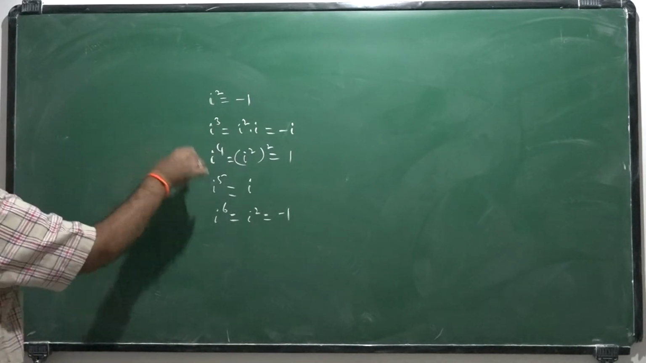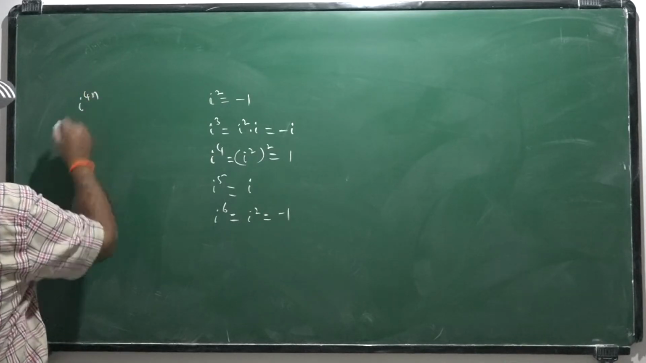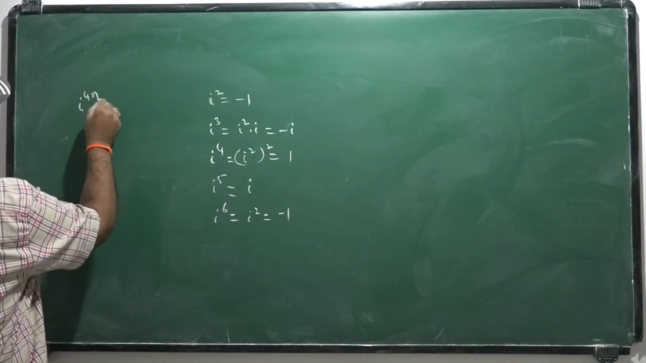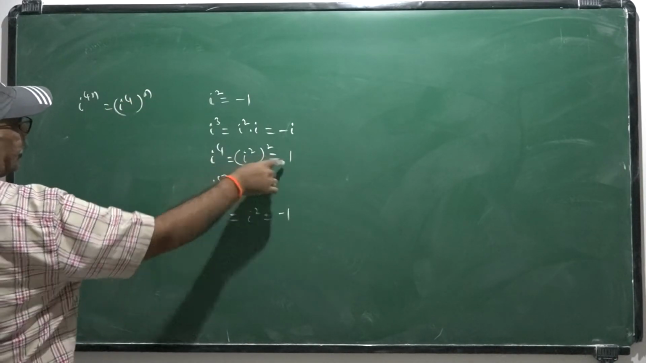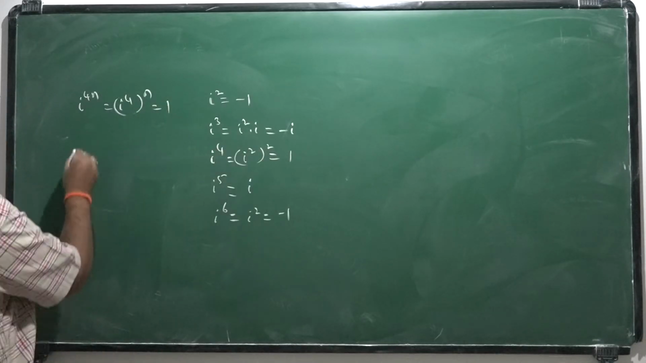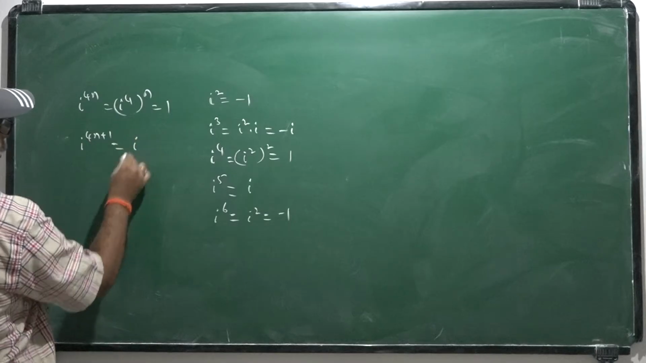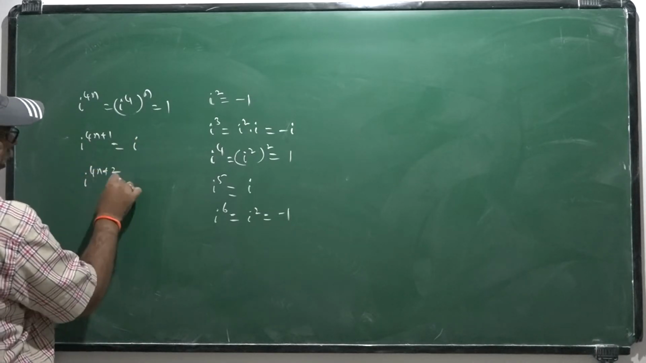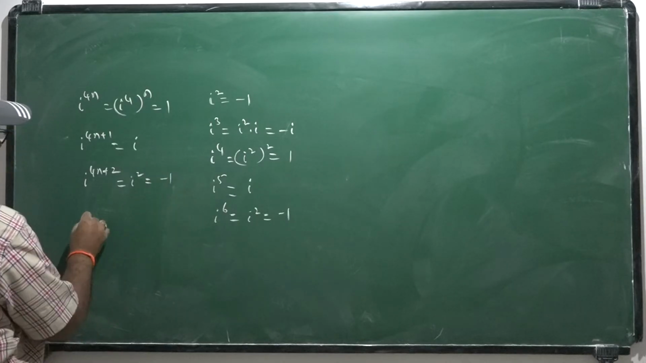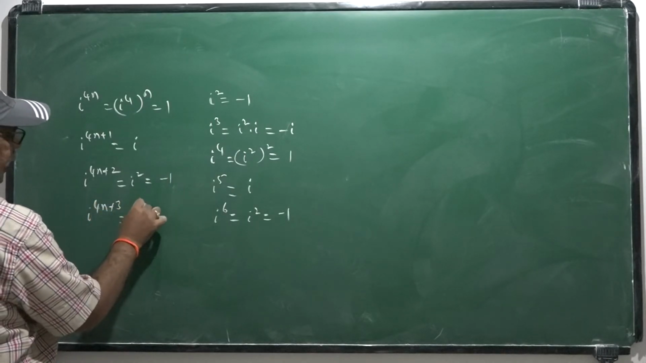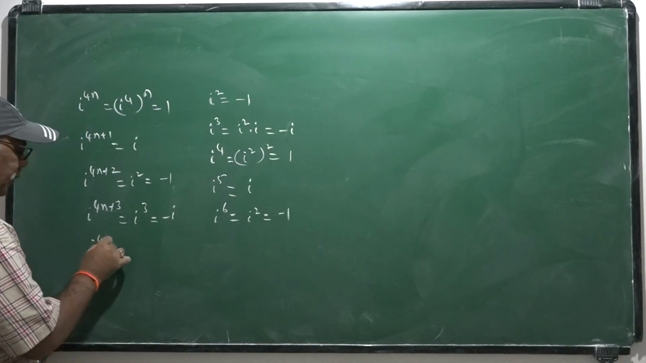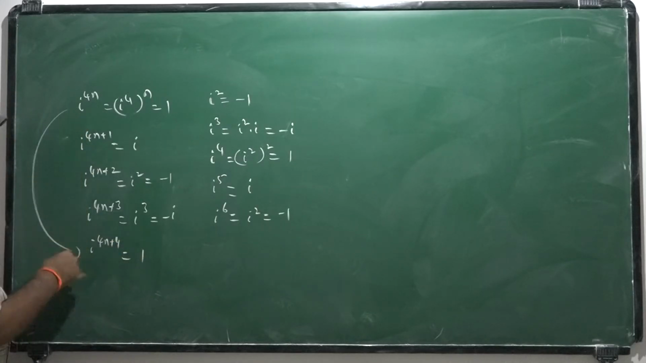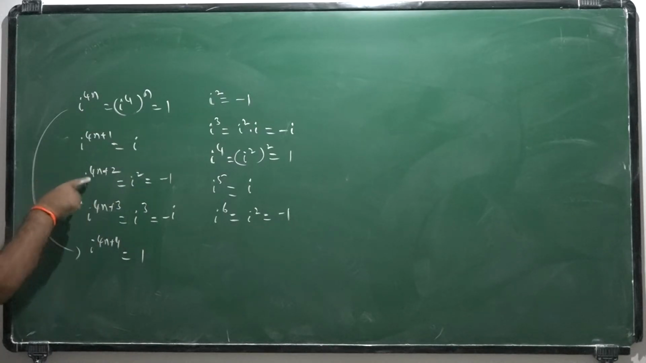So, like that, once you consider i power 4n, where n stands for an integer, it is nothing but i power 4 is 1, so that is clearly 1. i power 4n plus 1 is i. i power 4n plus 2 is i square, that is minus 1. i power 4n plus 3 is i cube, that is minus i itself. i power 4n plus 4 is again 1, the same values repeat.